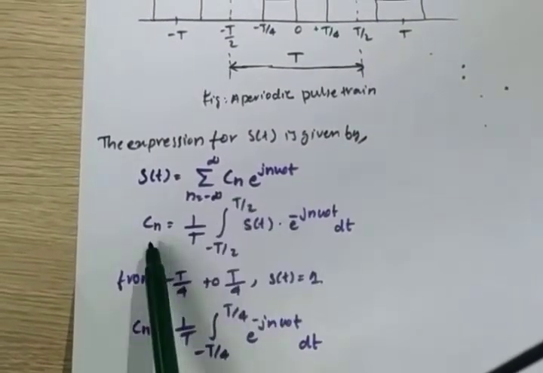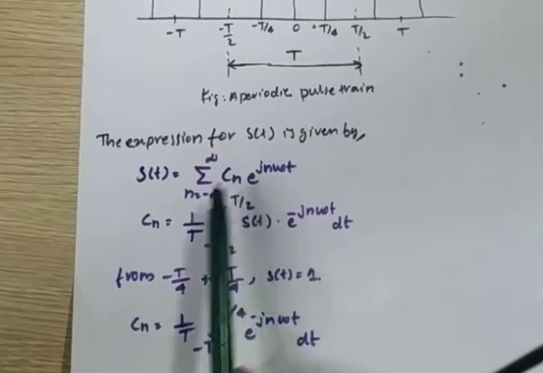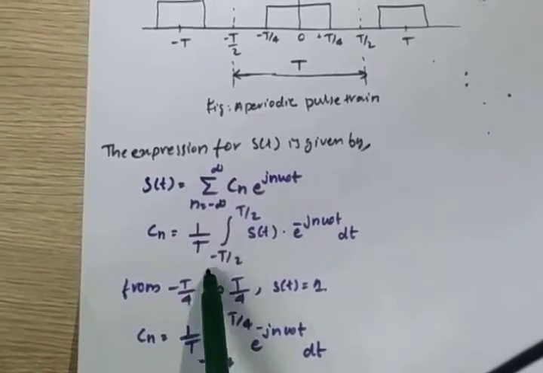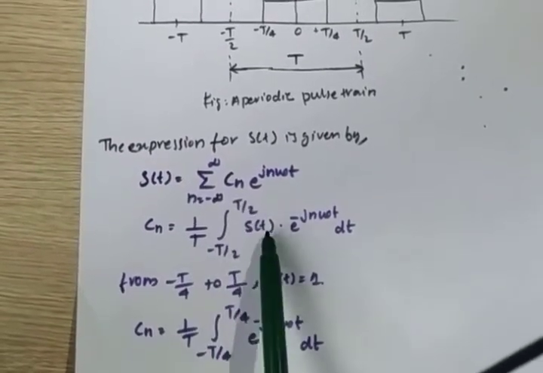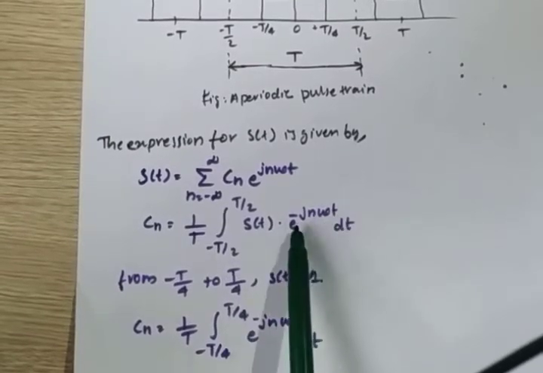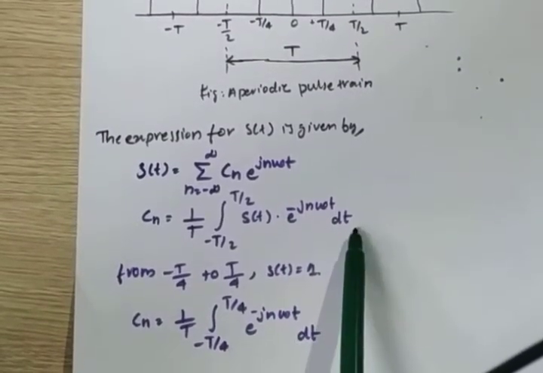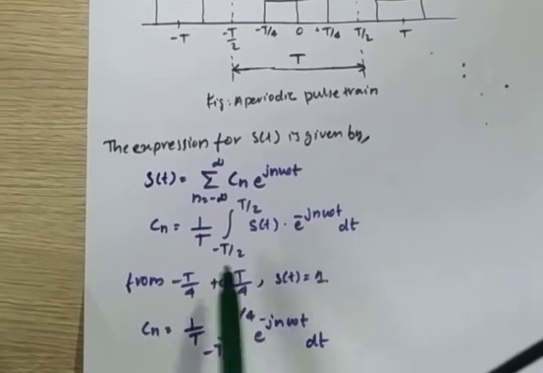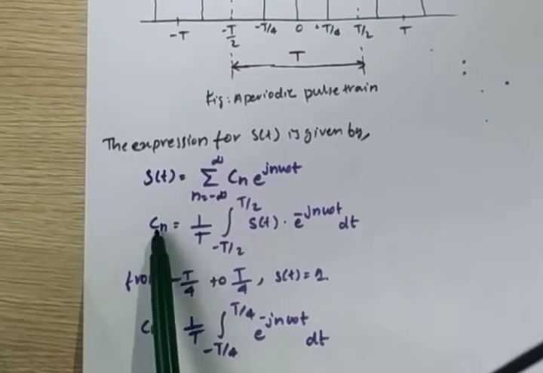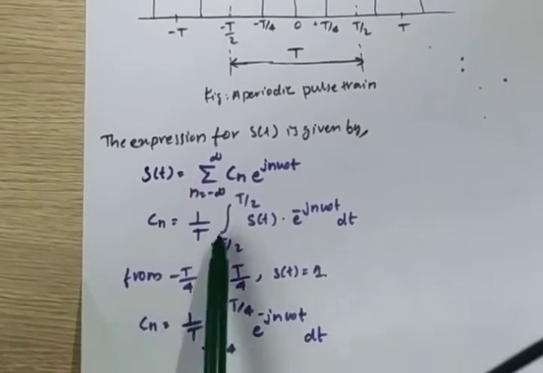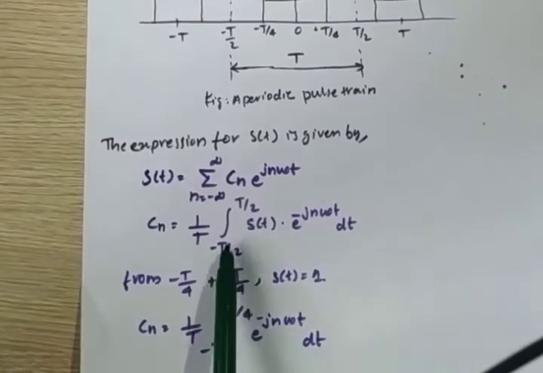Cn is a constant, a coefficient, and the equation for Cn is 1 by T, integral from minus T by 2 to T by 2 of S of t e raised to minus j n omega t dt. That is Cn. Here the limits are minus T by 2 to T by 2.